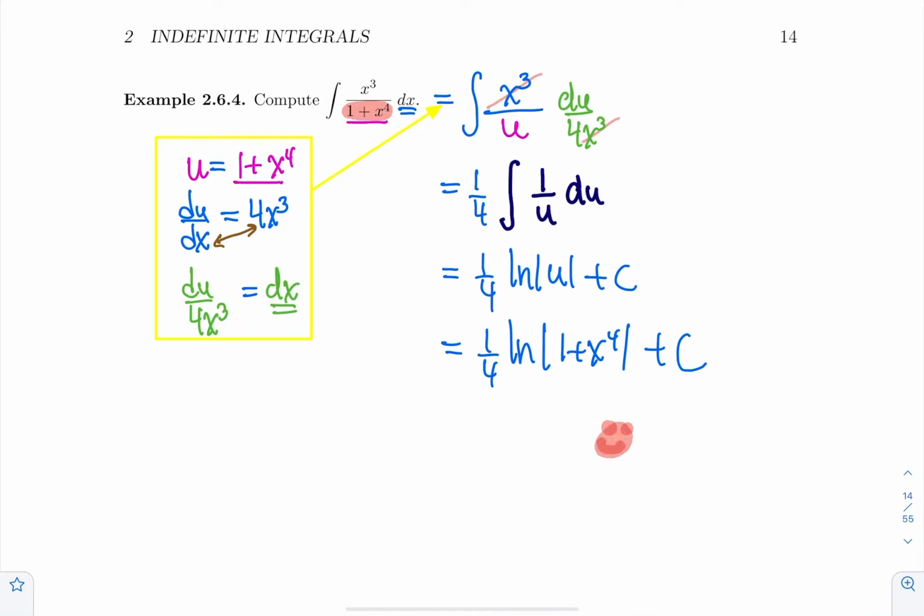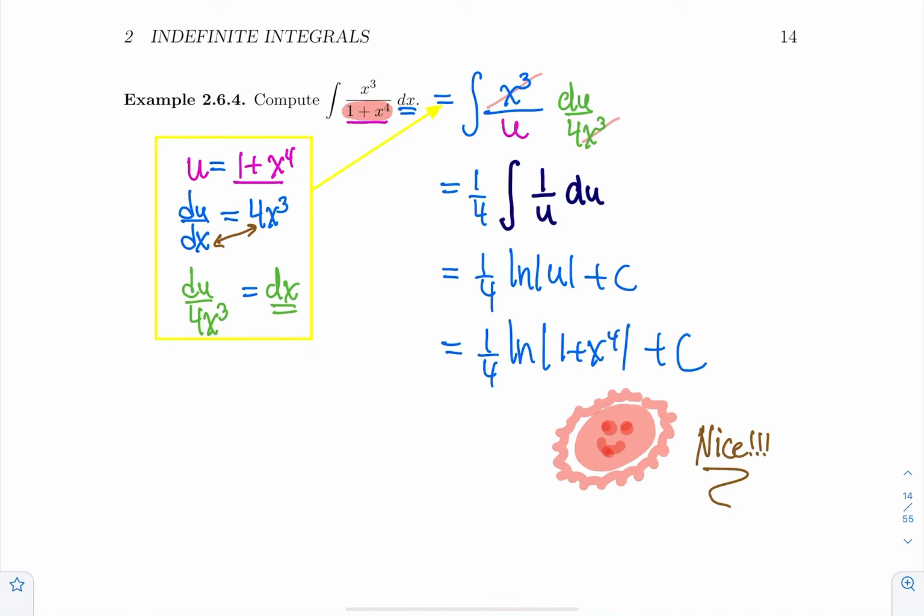Compute the derivative of 1/4 ln of 1 plus x to the 4 plus c. And then by using the chain rule, you're going to get 1/4 times 1 over 1 plus x to the 4 times the inside derivative, which is 4x cubed, plus 0. And then everything will simplify perfectly to your original equation, x cubed over 1 plus x to the 4. And then you know that you've done something right tonight. All right, that's it for that example.